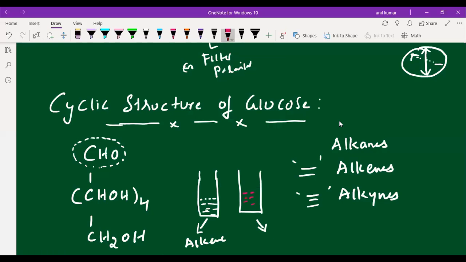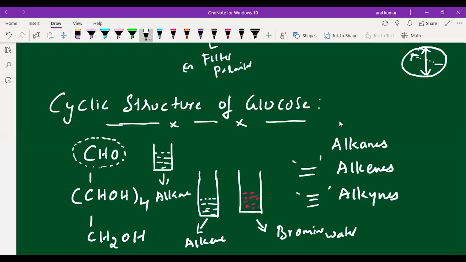So this is the bromine water. Bromine water is having which color? Brown color. Bromine water is having the brown color. So here alkene I have taken and here bromine water taken. In this test tube I have taken another compound, alkane. It is also liquid.